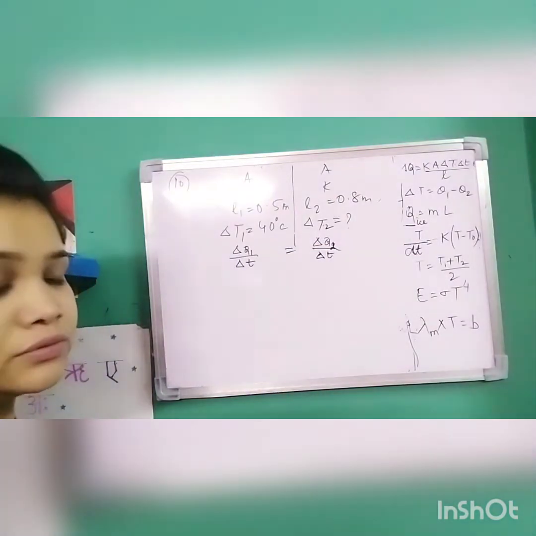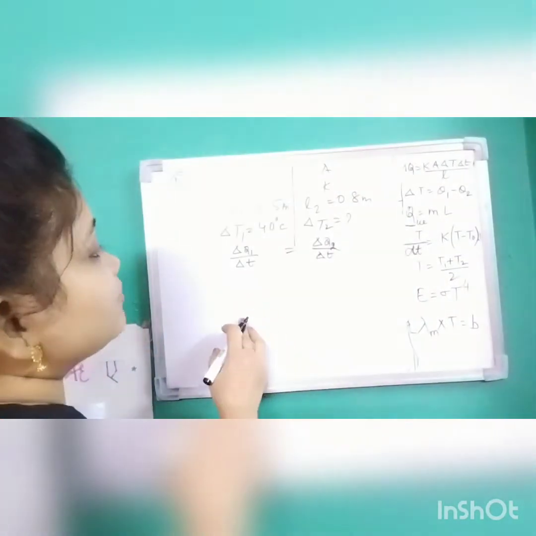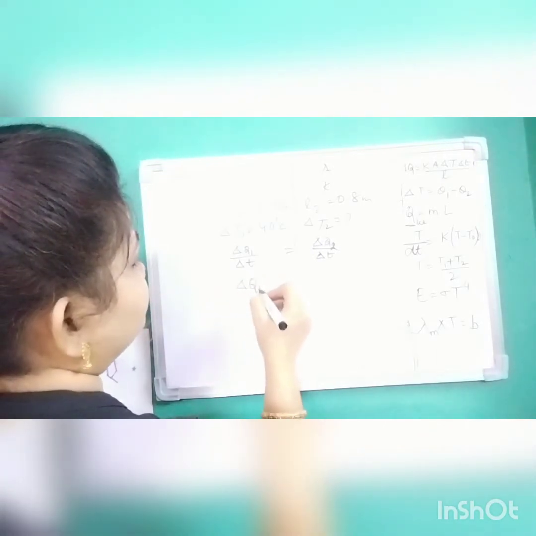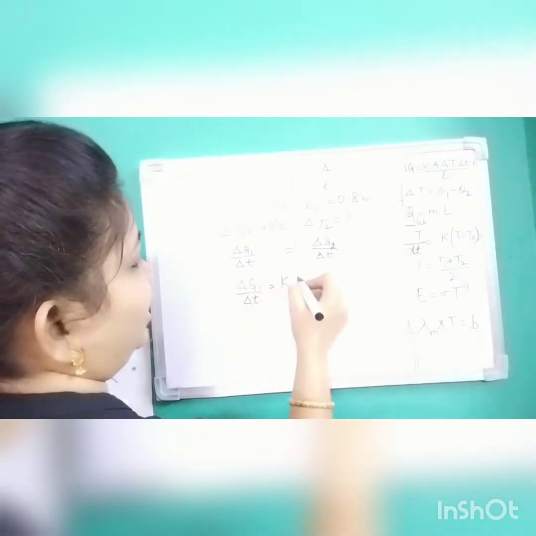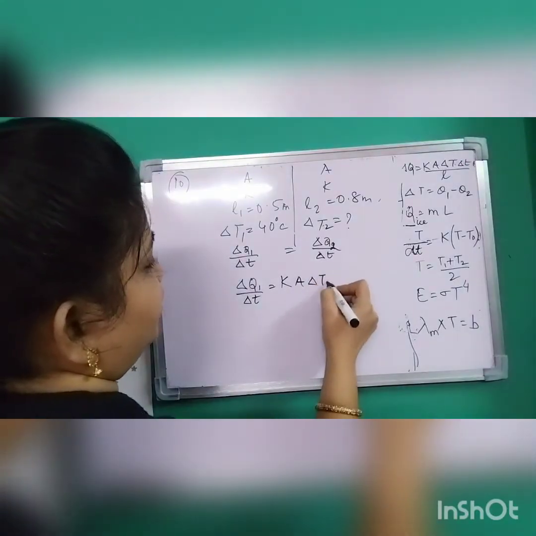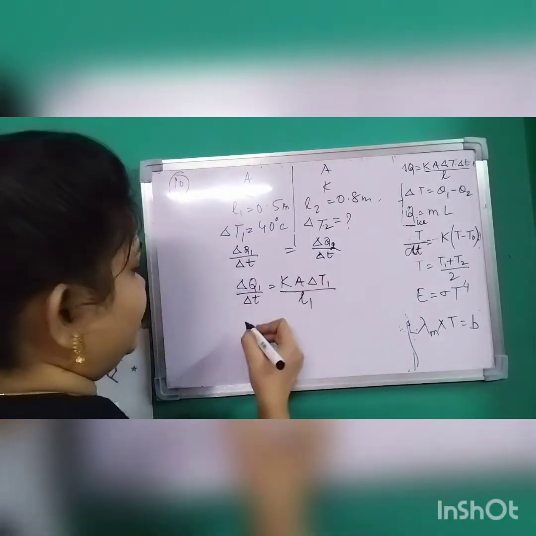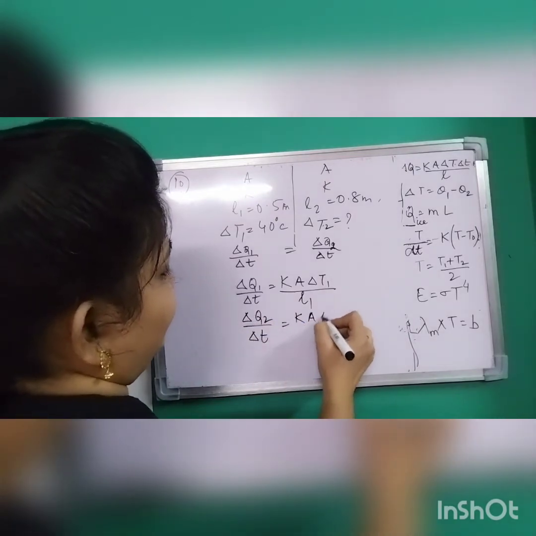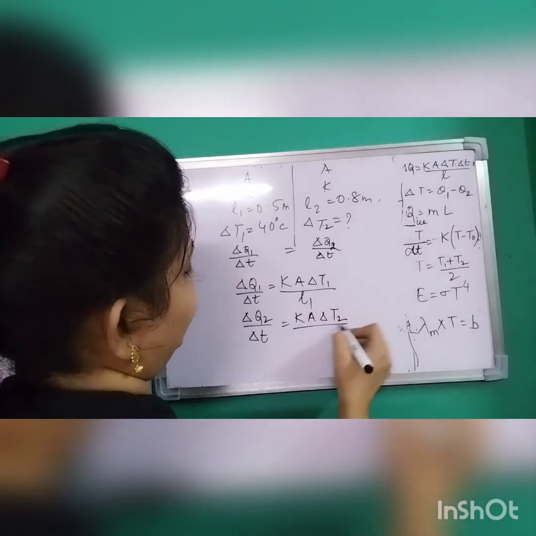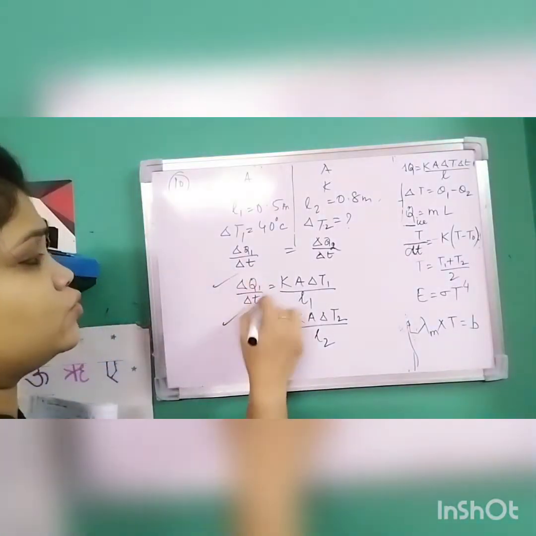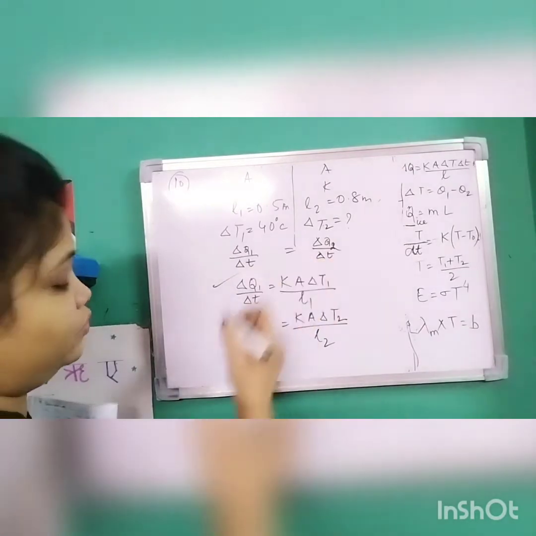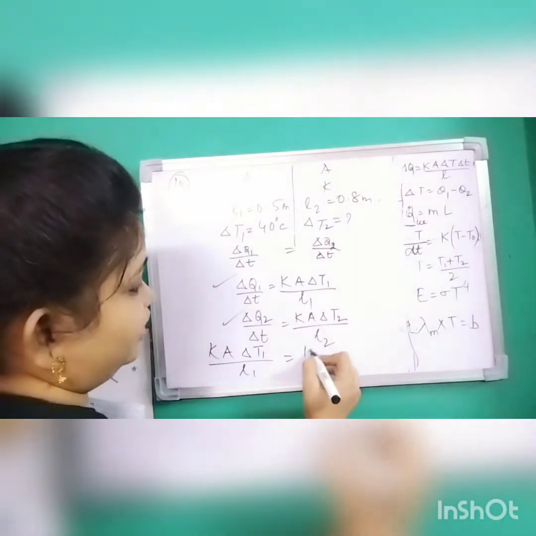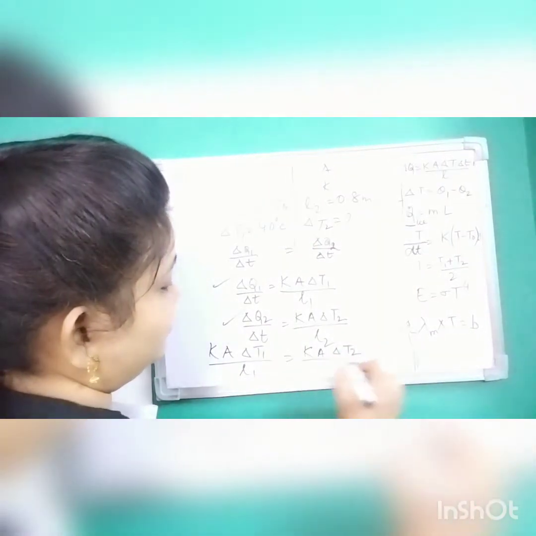It is equal. Okay. So, let us put it in the formula. Delta Q1 by delta T is equal to Ka delta T1 by L1. And delta Q2 by delta T is equal to Ka delta T2 by L2. Now, these two are equal. So, instead of these two, let us equate them. Ka delta T1 by L1 is equal to Ka delta T2 by L2.